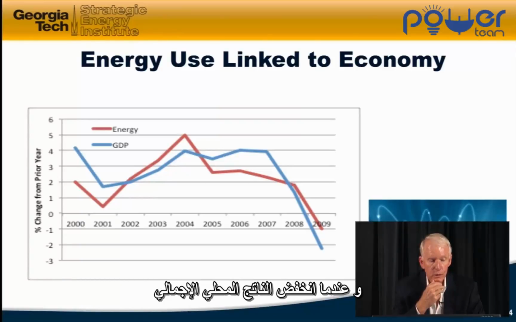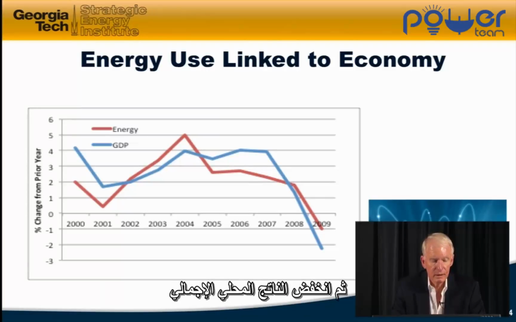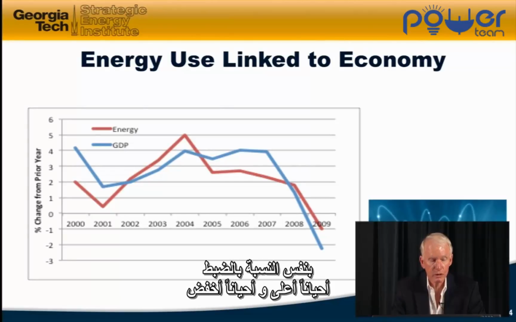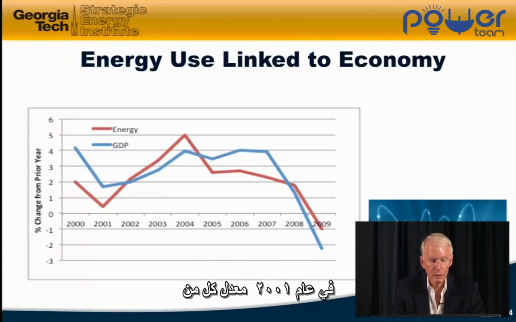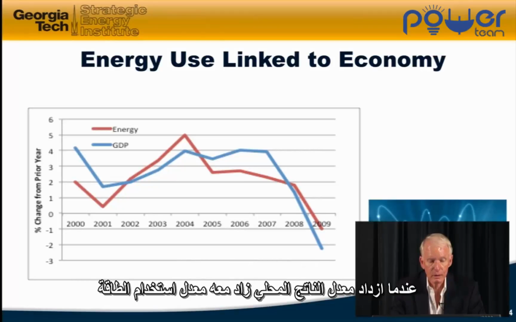And when the growth of the gross domestic product declined, the energy use declined. So we see they decline together, not exactly the same percentage. Sometimes it's higher, sometimes it's lower. From 2001, the rate at which both the energy use and gross domestic product went up from 0.5% in 2001, out to 2004, it went to between 4 and 5% a year. And they went up together.